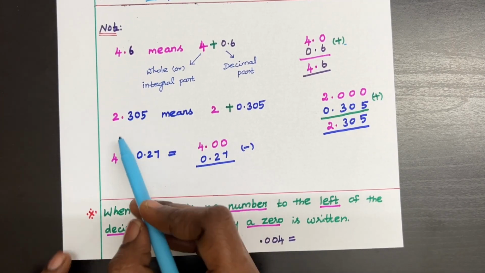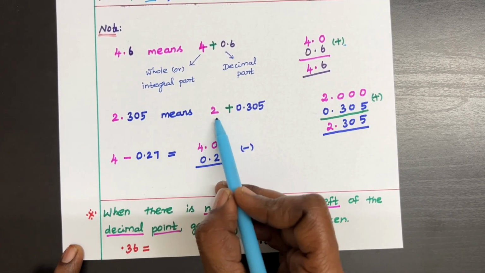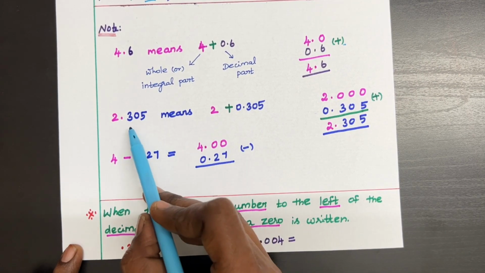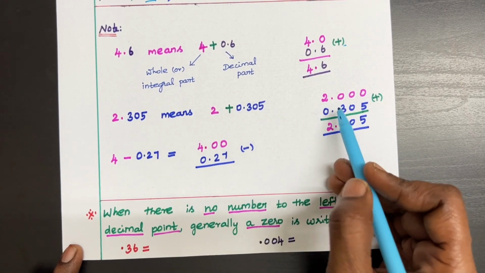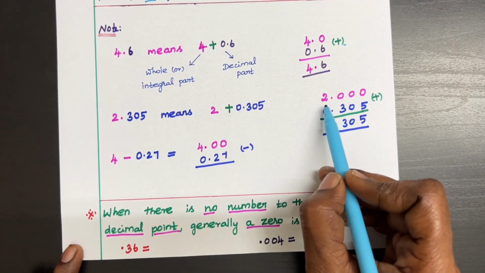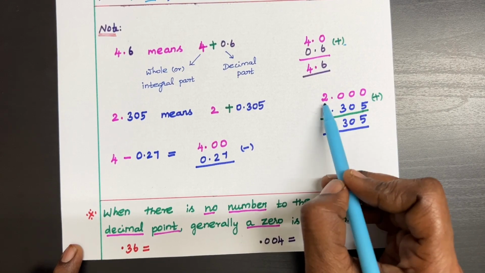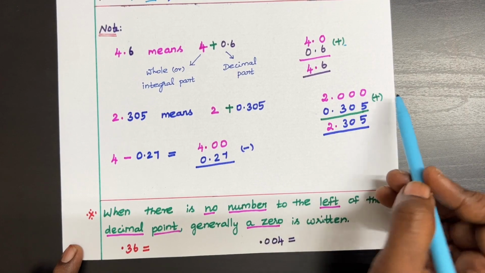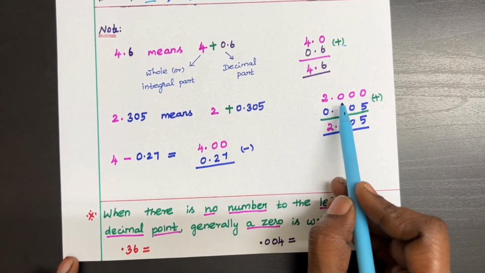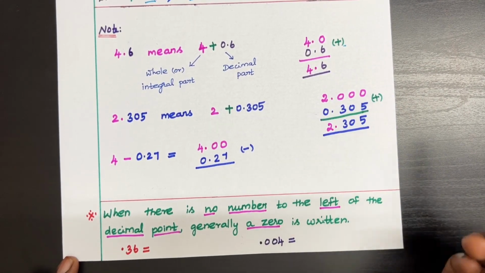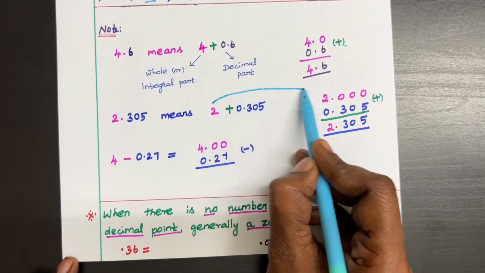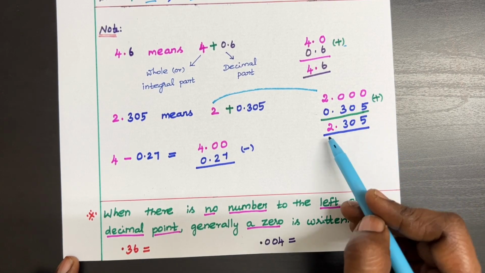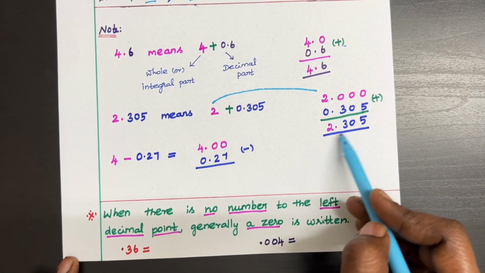See, 2.305 means 2, just a whole number part, plus the decimal part 0.305. How to add it? 2 can be written as the whole part, point, and as many zeros as you like can be used for adding or subtracting. It won't affect the value of 2. 2 and 2.000, with n number of zeros, is equal to 2 only. So 0.305. If you add this, you will get 2.305.